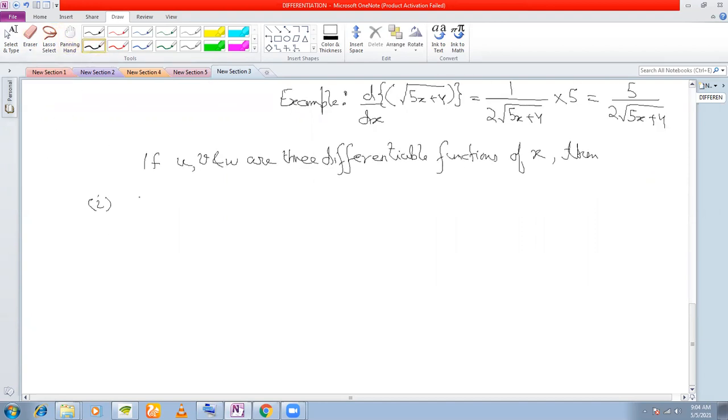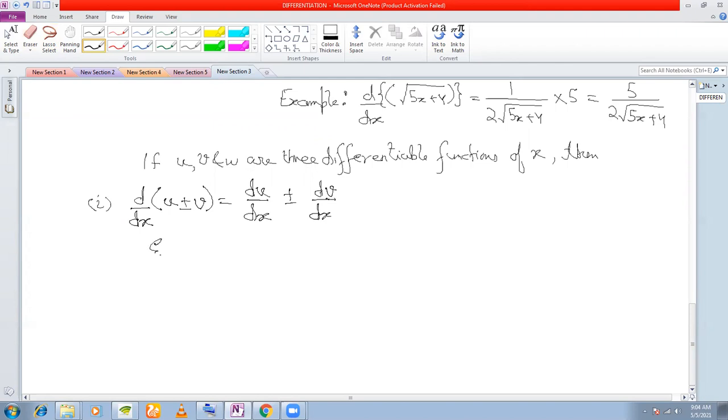First is d/dx of u plus or minus v is equal to du/dx, or d/dx of u, plus or minus d/dx of v, or dv/dx. Okay, this will hold. Now, let me give you an example based on this, and then we can proceed.